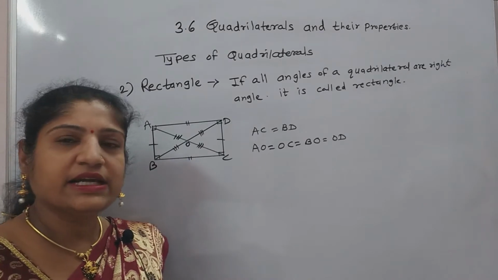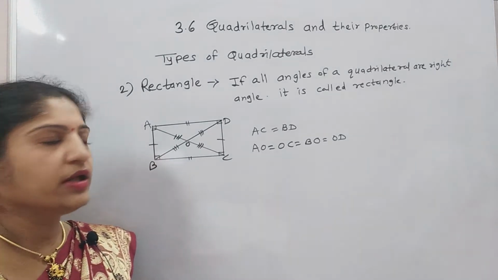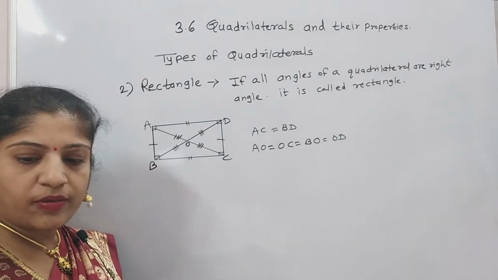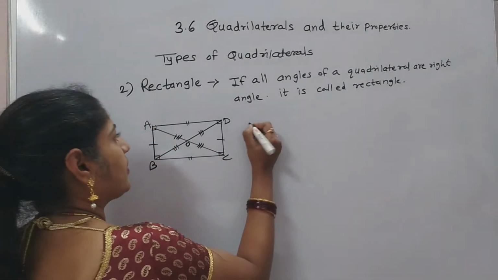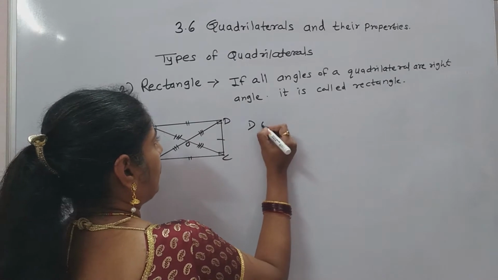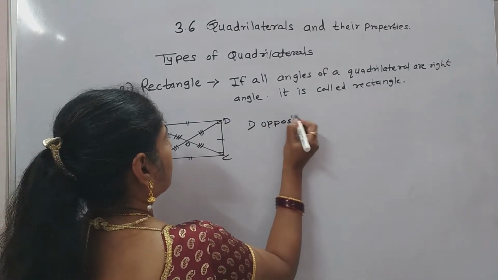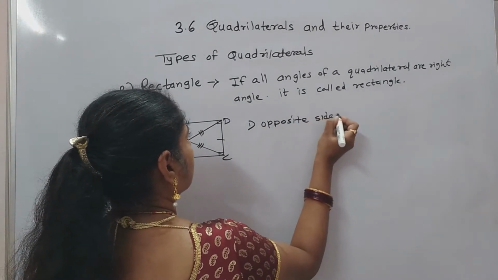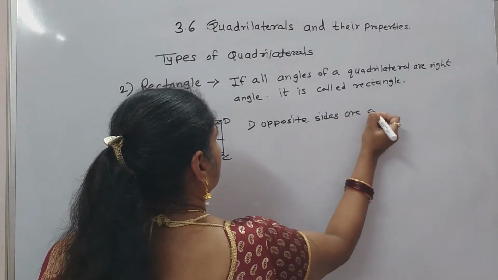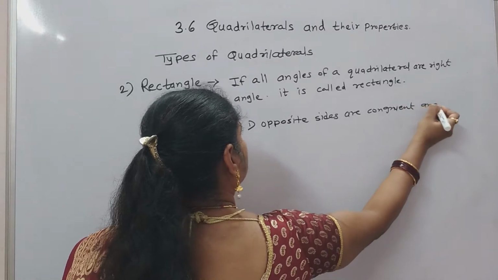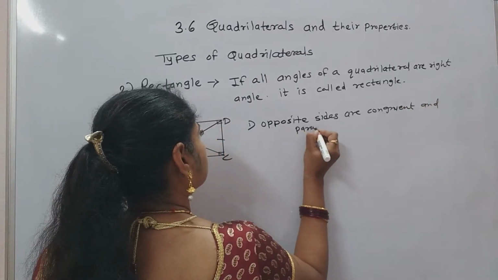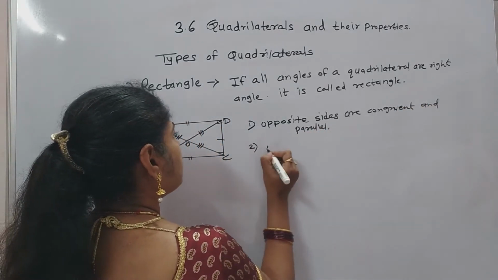Diagonals bisect each other. Diagonals are congruent. There are four properties. Number one property: opposite sides are congruent and parallel. Opposite angles are congruent.